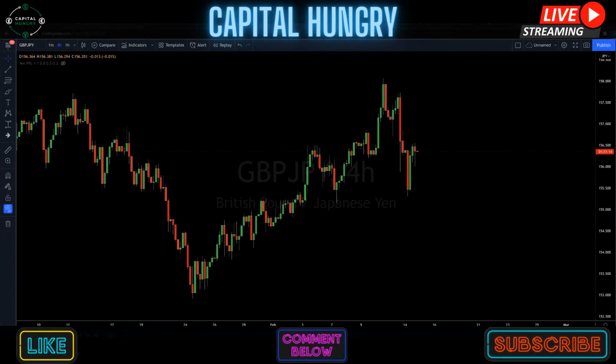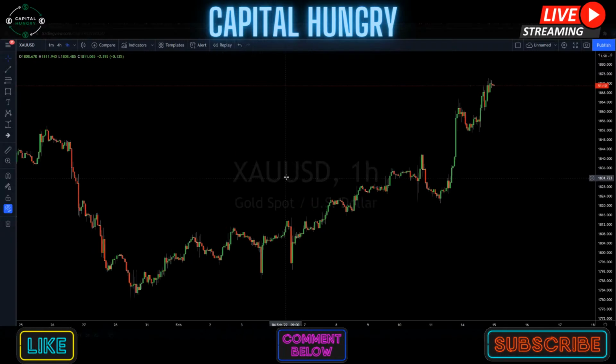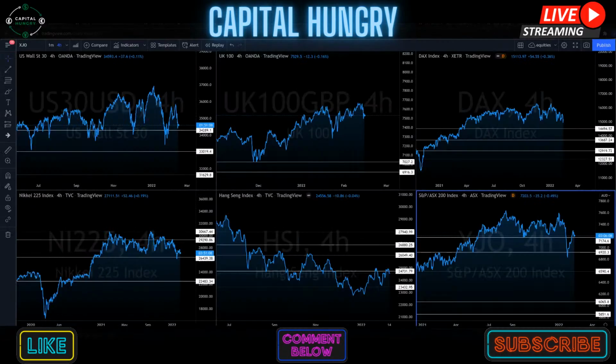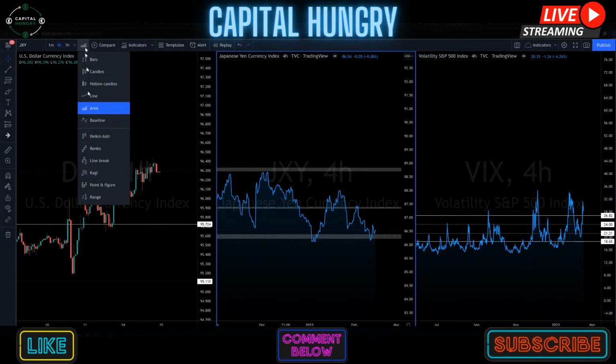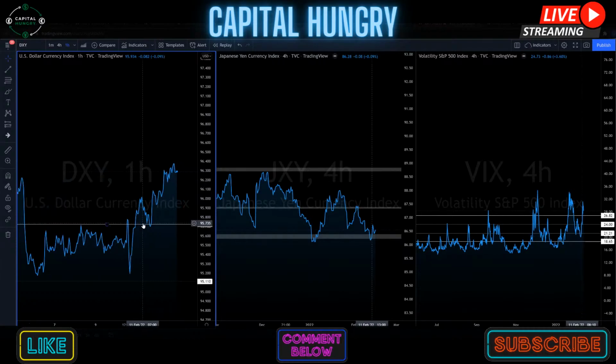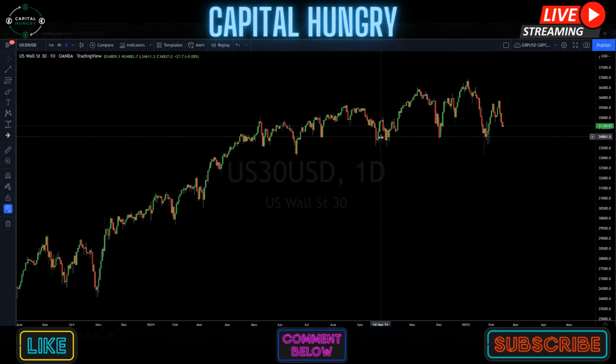Okay, so anyways, now we understand the current fundamentals at play, what's been priced in, the market sentiment in terms of how equity markets are moving. We're still in a bullish bias on the US dollar on the higher time frames. We're still in a bearish bias on the Japanese yen. VIX is still bearish below 32. US 30 stock market index is still bullish above 34K.